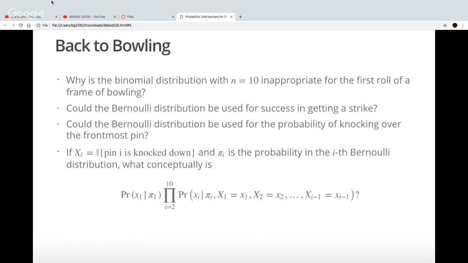Again, this symbol here, if you're not familiar with it, indicates multiplication. So we had the sigma, and that indicated summation, which we've done many times. This is an analogous thing, except it indicates multiplication. So a product of these things. So we have a product of a Bernoulli set up for the first pin, multiplied by conditional Bernoullis for the subsequent pins, given that the previous pins were or were not knocked down. So what does this expression collectively yield us?